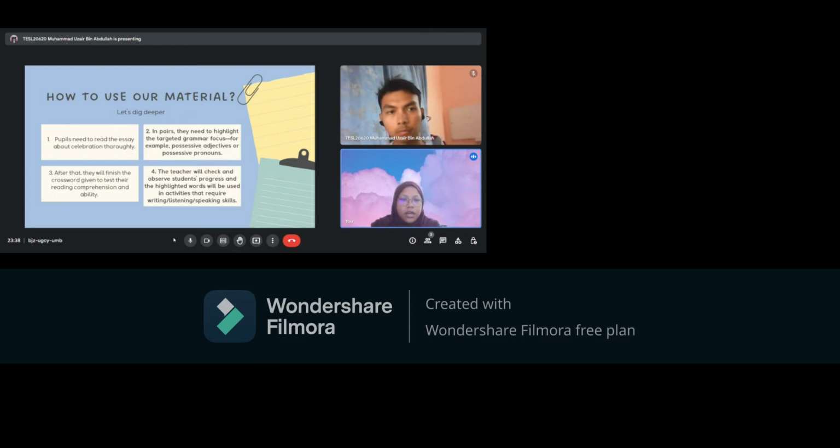After highlighting the targeted grammar focus, they will finish the crossword given to test their reading comprehension and reading ability. This is important because it gauges their understanding of the essay and lets us observe their progression. The last one is the teacher will check and observe students' progress, and the highlighted words will be used in activities that require writing, listening, and speaking skills.